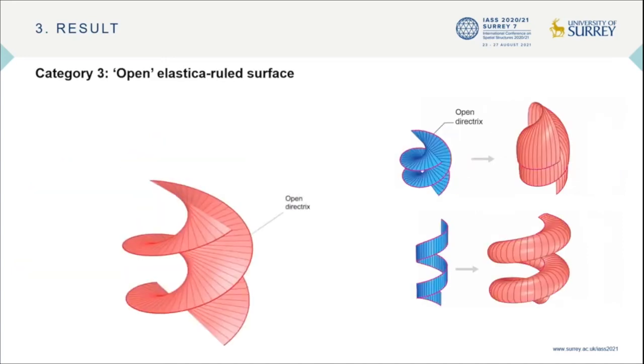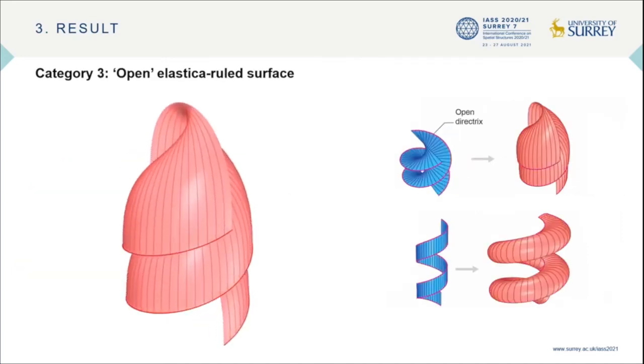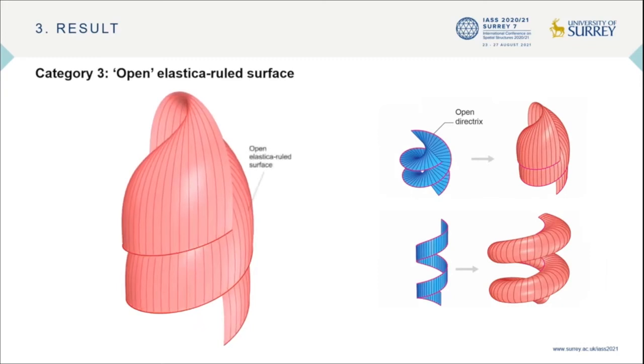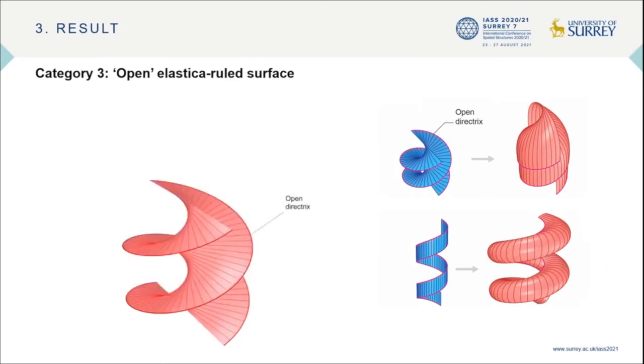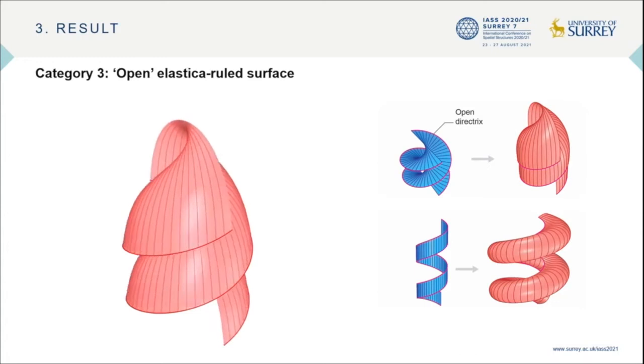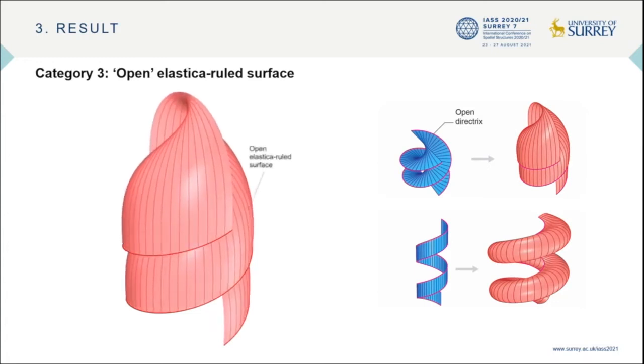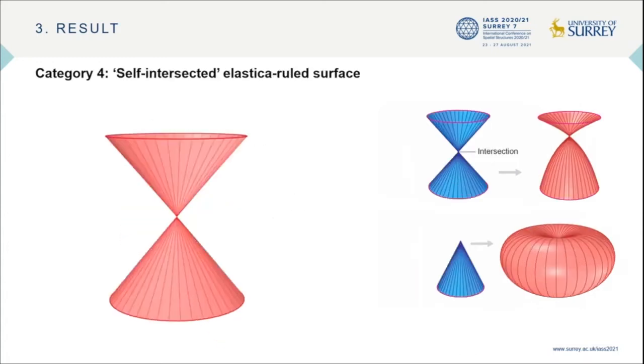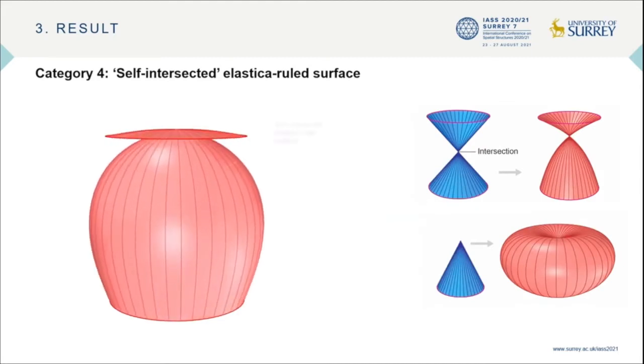Category 3 starts with open line ruled surfaces, meaning the directrices are not closed curves. It can be seen that the generated elastica-ruled surface is also an open surface. In Category 4, if the line ruled surface is generated by a set of intersecting non-parallel rulings, the generated elastica-ruled surface may contain regions with intersected curved rulings.